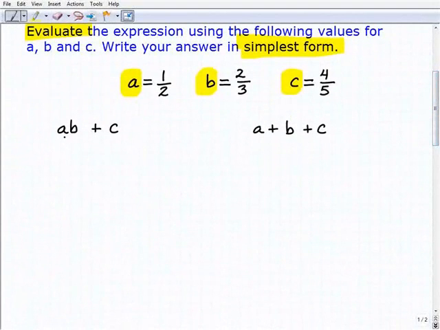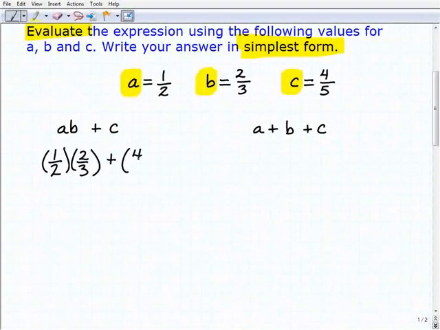We'll take this first one, AB plus C. Remember, AB means A times B. So we're going to plug in our values, and when you're doing that, you always want to use parentheses to enter in the values assigned. A is equal to 1/2, so notice I'm putting parentheses around 1/2. We're going to multiply that by B, that's 2/3, and then we're going to add that to C, which is 4/5.